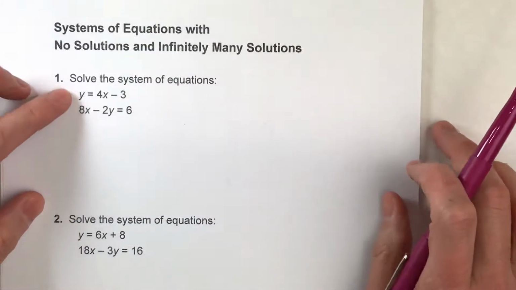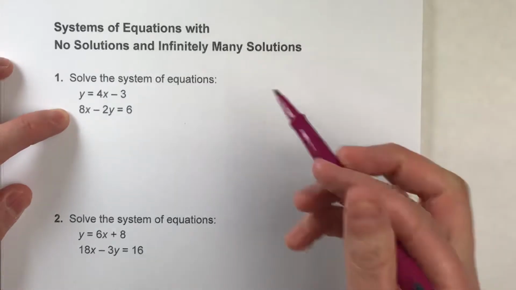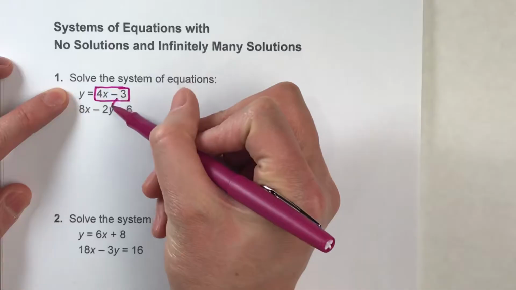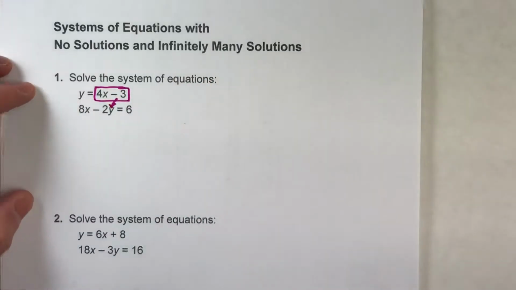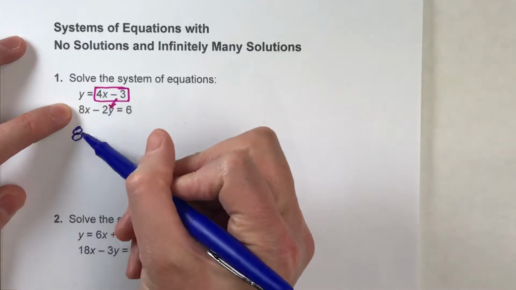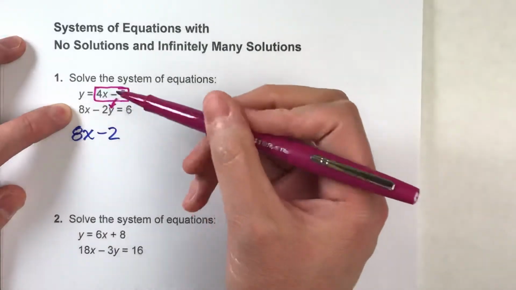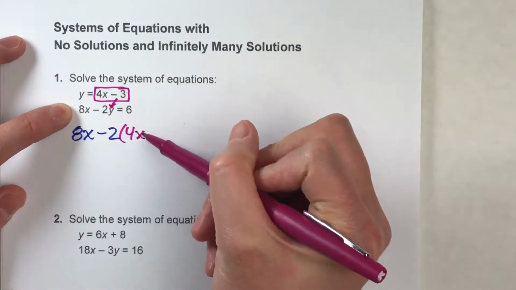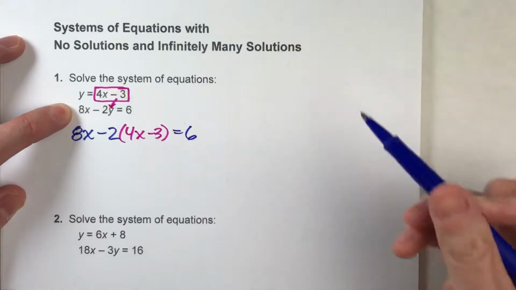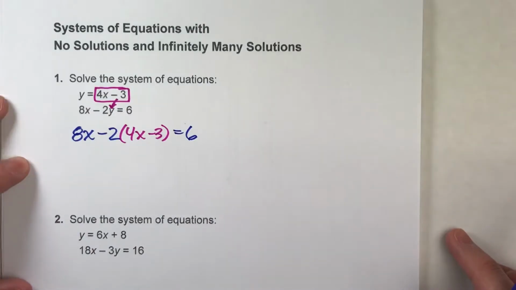For the first one, we've got y equals 4x minus 3 and 8x minus 2y equals 6. So since all of this stuff equals y, we are going to substitute it in for y in the second equation. So I end up getting 8x minus, instead of 2 times y, it's going to be 2 times everything that y equals, equals 6. All right, so all I did was substitute everything that y equals in for y.